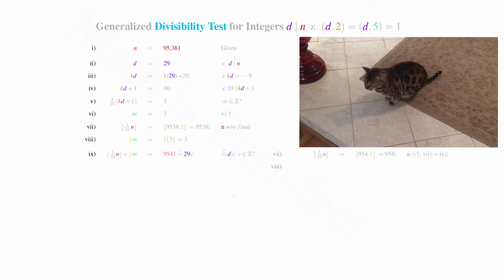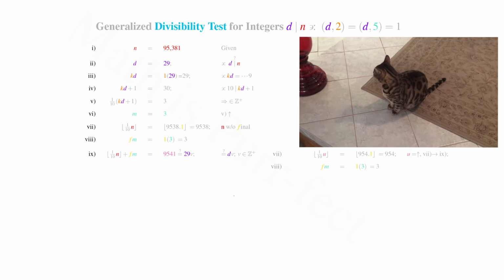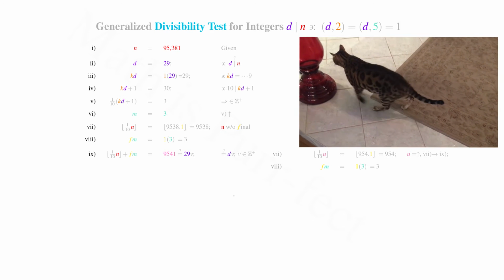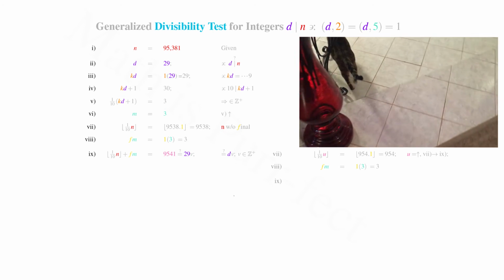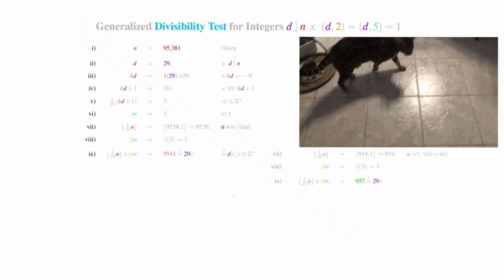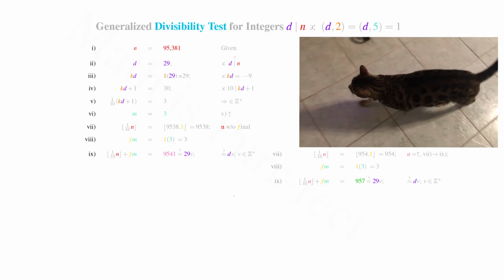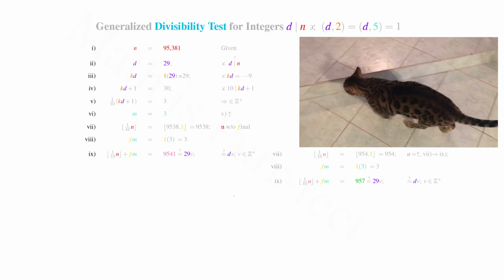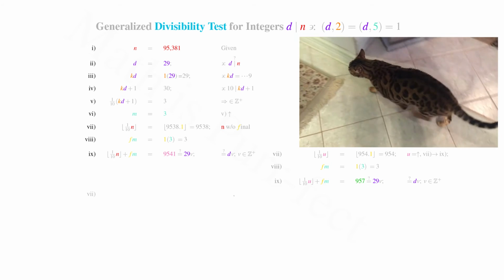Next, we take the truncated decimal one and multiply it by the key m equals 3, resulting in 3. Finally, we take the sum of the results from the previous two steps, giving us 957. But is this an integer multiple of 29? I'm still not sure, so let's continue the process again.